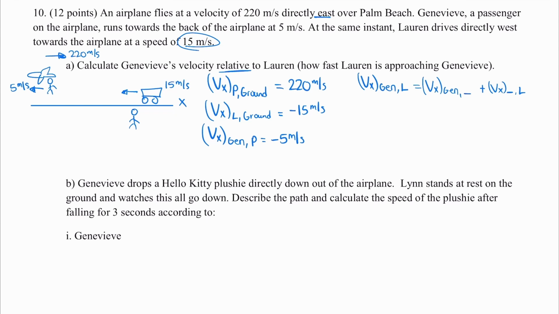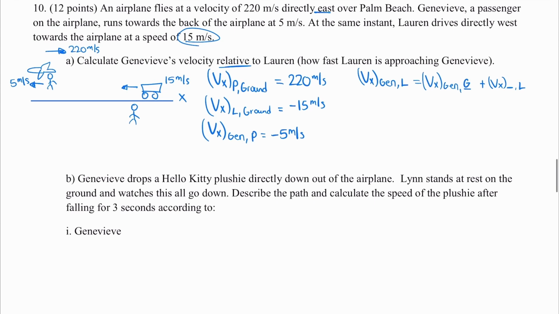And the inner two subscripts is typically our inertial reference frame. So the object in this scenario that is not moving at all would be the ground. So I'm going to put G. So I need to find the velocity of Genevieve relative to the ground. I'm going to add to that the velocity of the ground relative to Lauren. And that's going to give me the velocity of Genevieve with respect to Lauren.